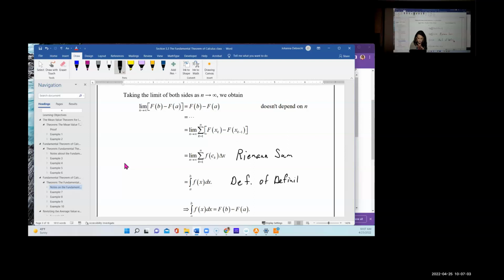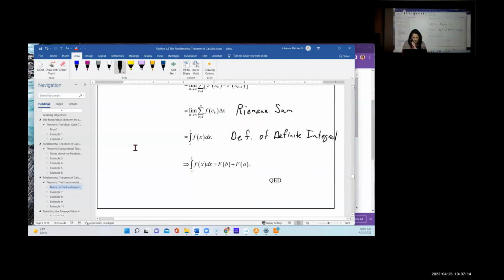And so we're able to write this as the integral from a to b of f of x dx, which means, finally, punchline, that the integral from a to b of f of x dx is any antiderivative function, uppercase F, evaluated at the upper limit, minus the same antiderivative function evaluated at the lower limit. And that's the end of the proof.